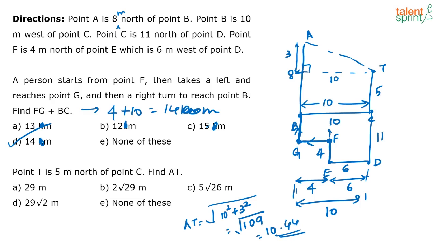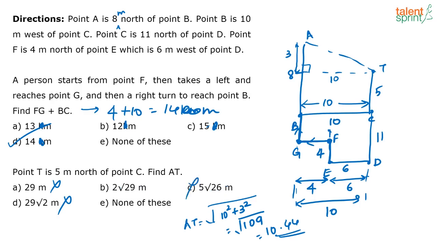Now look at the options given to you. The options are 29 meters. No, that cannot be the answer for sure. Similarly 29 root 2. No. Again look at this one, 2 root 29. What will be root of 29? You can just check whether any of these comes to root of 109. 5 root 26. Here it will be approximately 5 into 5, 25. So this is also not correct.